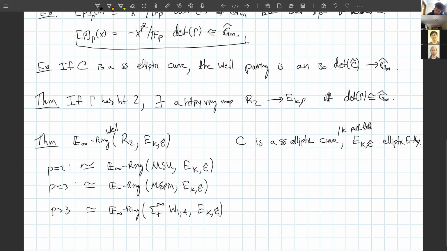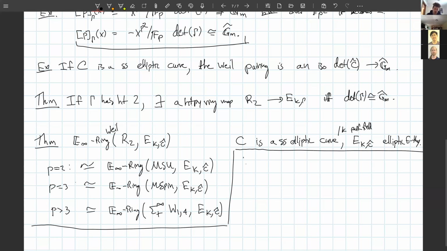This third one is a little bit weird and different, because MSU has no torsion at the prime 2, and M spin has no torsion away from 2, but the homotopy groups of the suspension spectrum of W_14 have all sorts of extra stuff in them. Right, so that's the theorem.